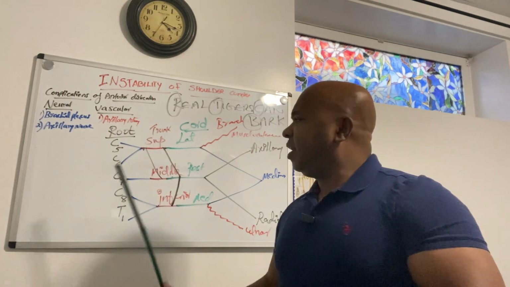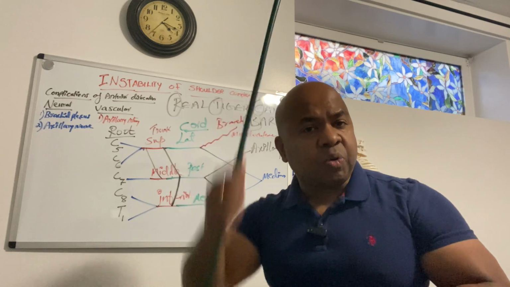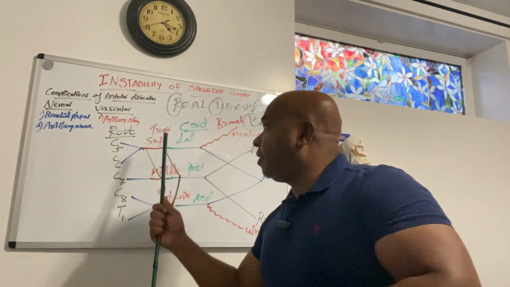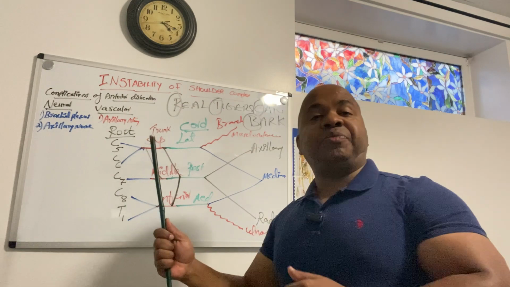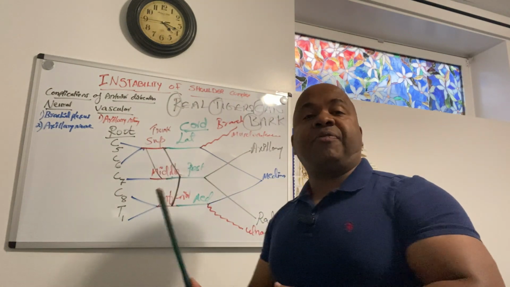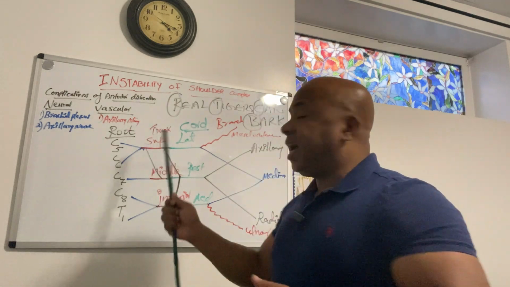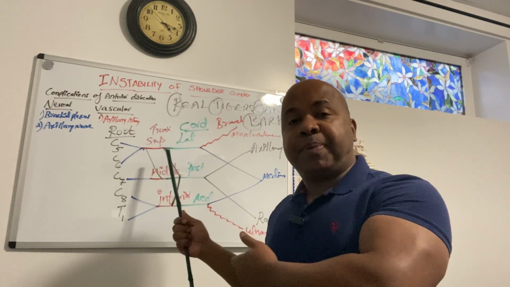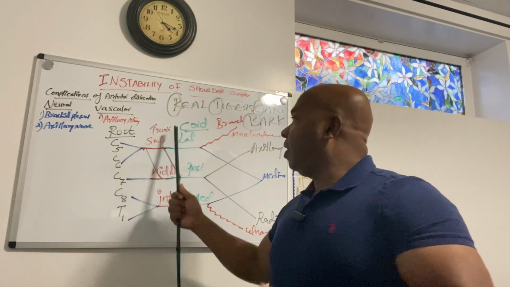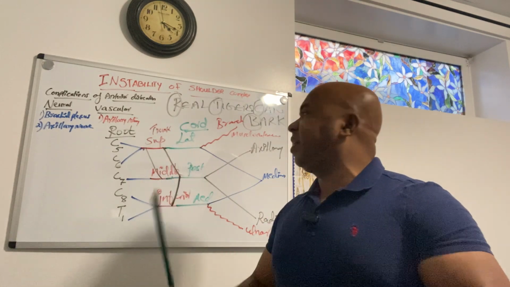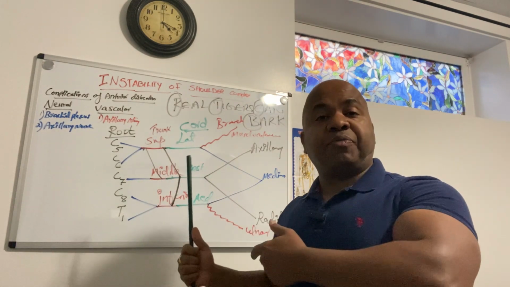C5, C6, C7, C8, T1 form the roots of the brachial plexus. C5, C6 combine to form the superior trunk. C7 forms the middle trunk, and C8, T1 form the inferior trunk of the brachial plexus. The superior trunk continues as the lateral cord of the brachial plexus, the middle trunk continues as the posterior cord, and the inferior trunk continues as the medial cord of the brachial plexus.